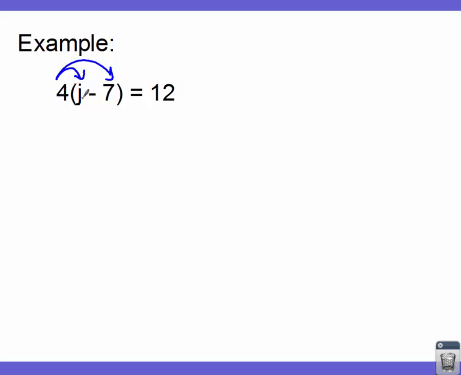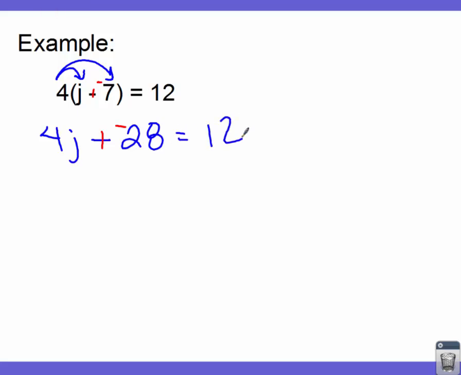So I've got 4 J's, so I'm going to have 4J minus. I'm going to pass the 4 out to the 7, which gives me 28. Now, one of the things you could do, like I've taught you, is to get rid of the minus, and then you end up with 4 times negative 7, which actually ends up being negative 28. And then we have equals 12.